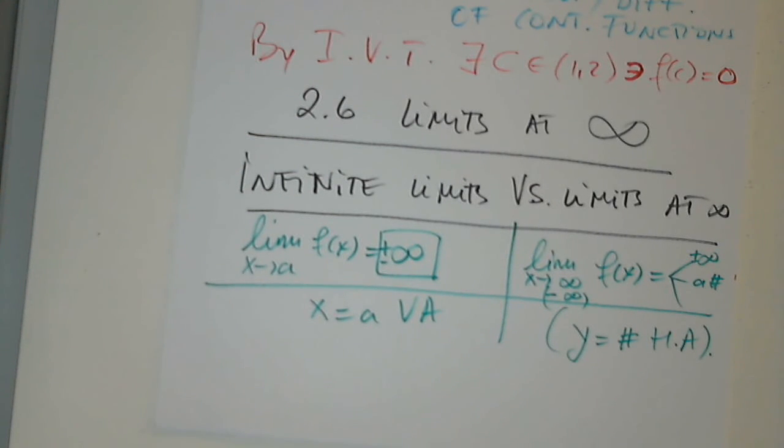The answer here can be anything. But if it is a number, then y equals that number is the horizontal asymptote. So in the first one, the result is infinity, and in the second one, x goes to infinity. Here, y is approaching infinity or negative infinity. Here, x is approaching infinity or negative infinity. Do we understand the difference? Okay, perfect.